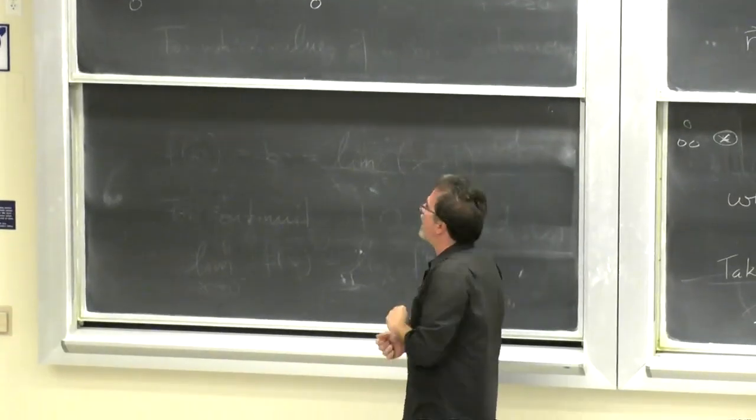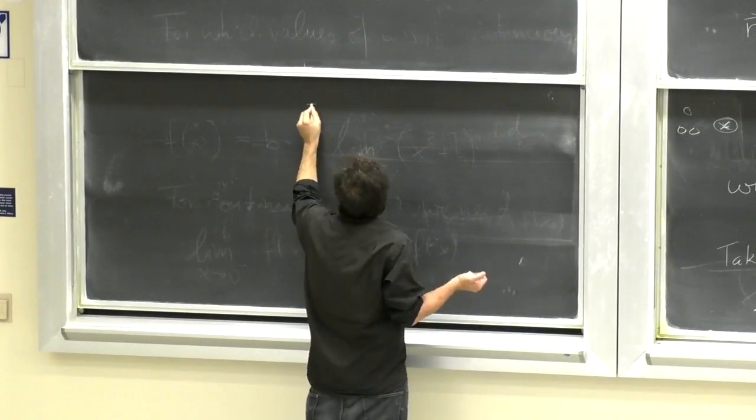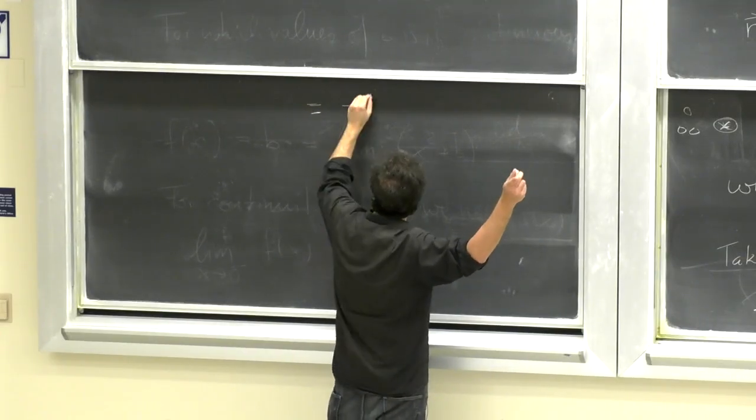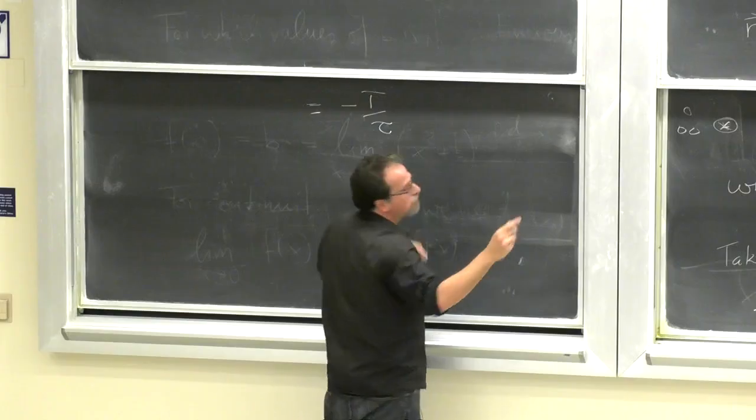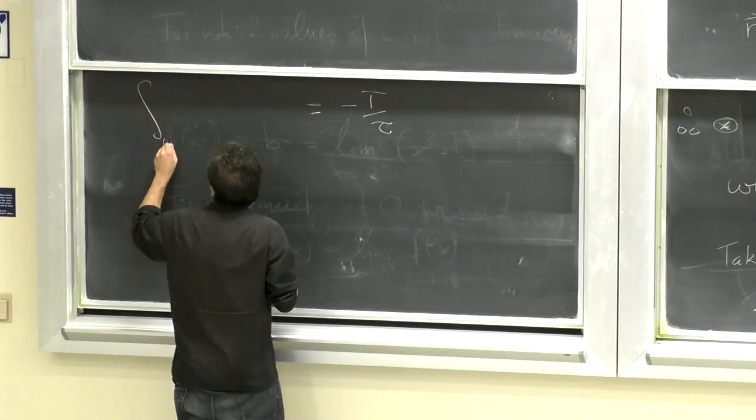Okay, the right-hand side is super easy. Because tau is just some constant, the right-hand side is equal to negative capital T over tau. Okay? And the left-hand side I have to deal with.